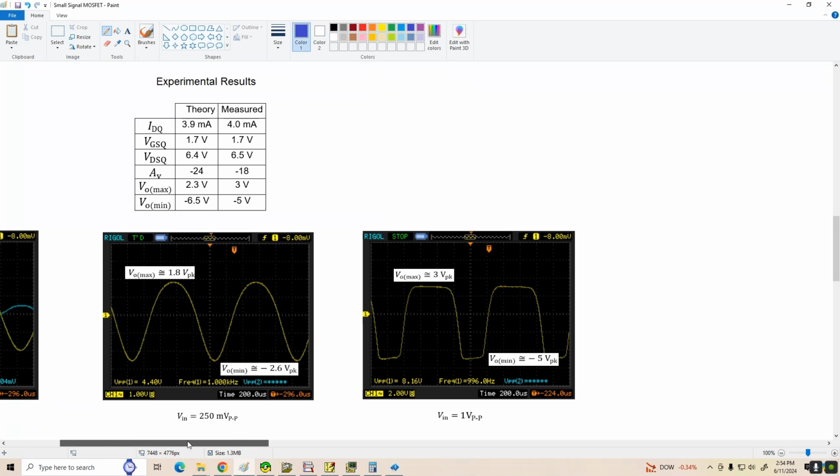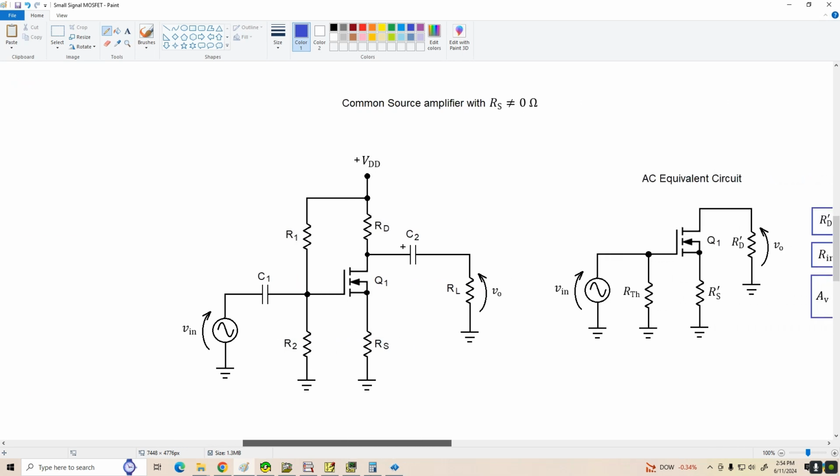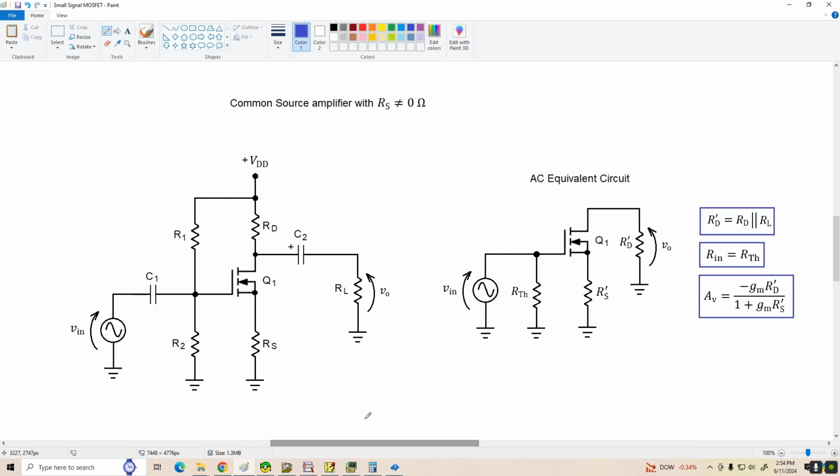Now let's take a second and talk about what happens if we don't have source bypassing. Here's our amplifier. I've removed the source bypass cap, and here is our AC equivalent circuit. Notice that R'D is the same, Rin is still RTH, but our voltage gain is now negative gm times R'D over 1 plus gm times R'S, where R'S is just the source resistor in the AC equivalent circuit.